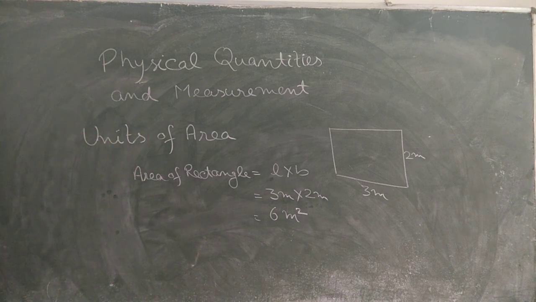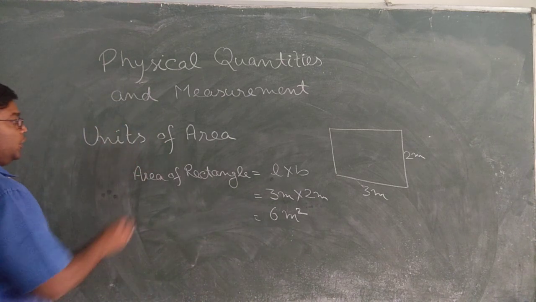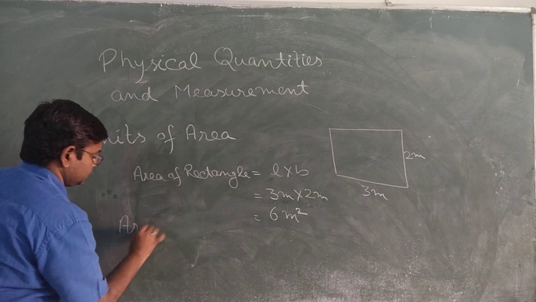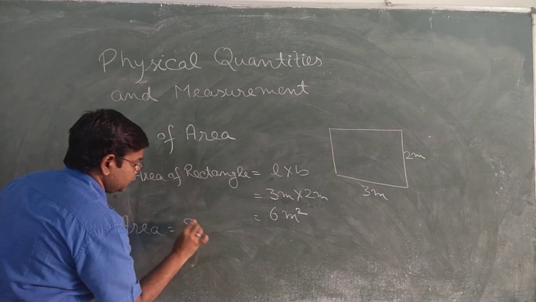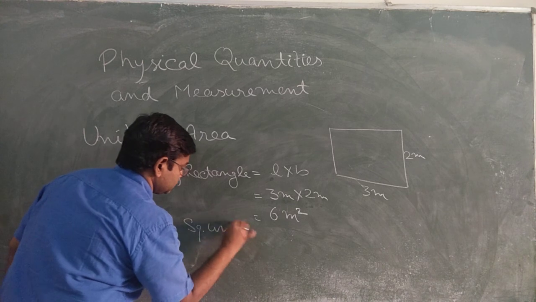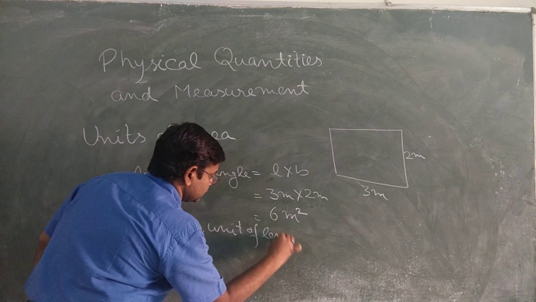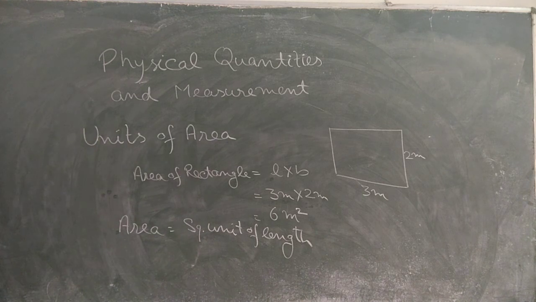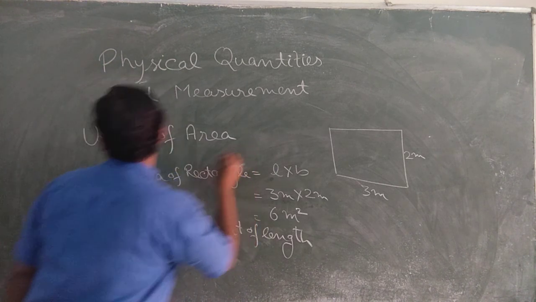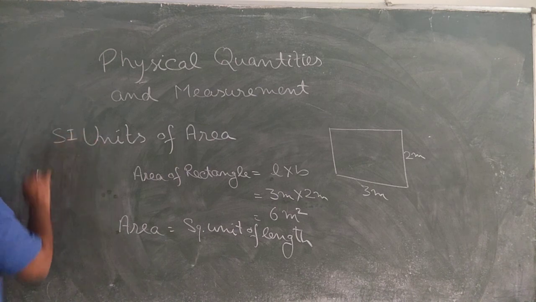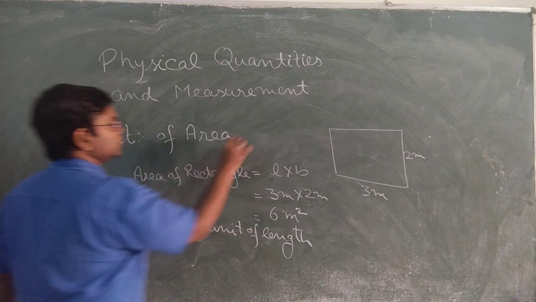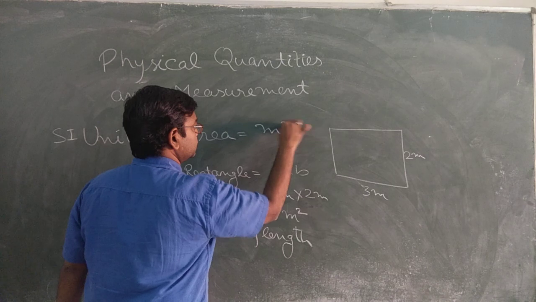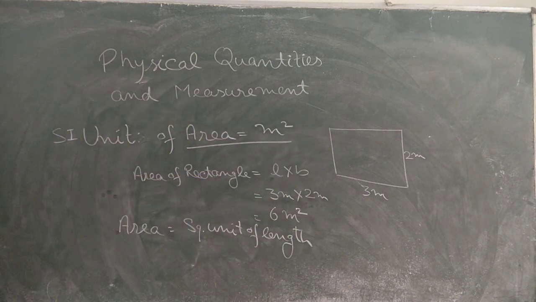So the unit of your area is always a square unit of length. Unit of area is always a square unit of length. Always remember this one. Clear? And the SI unit of area is meter square. Hope this one is clear to you.